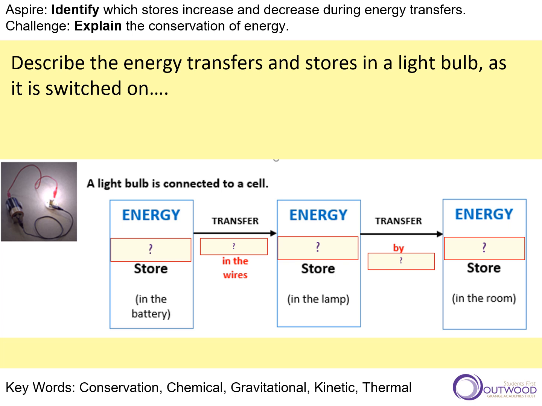Now, what I want you to do, final thing that I'd like you to do, is describe the energy transfers and stores in a light bulb as it is switched on. So we've got a light bulb, it's connected to a cell, and there are 1, 2, 3, 4, 5 blanks. Now remember, I want you to name me the store. So there's 3 stores, and then name me how it gets transferred. Now remember, there's 4 ways of transferring energy. Okay, 4 pathways that we can transfer energy. I want you to come up with those. And again, I will give you 30 seconds to write those 5.